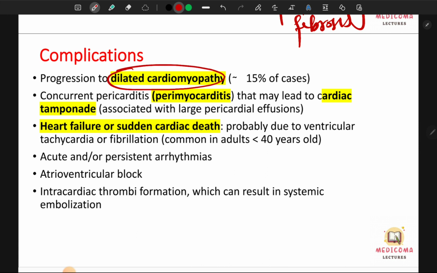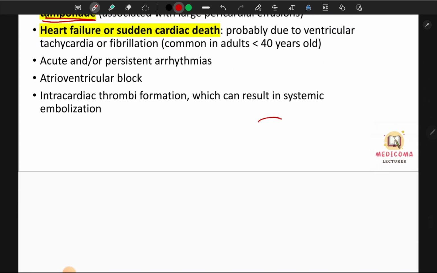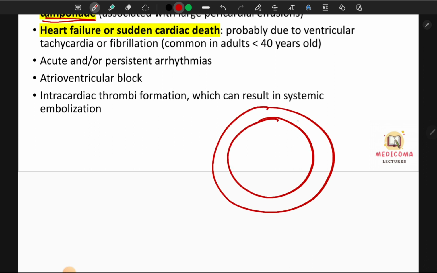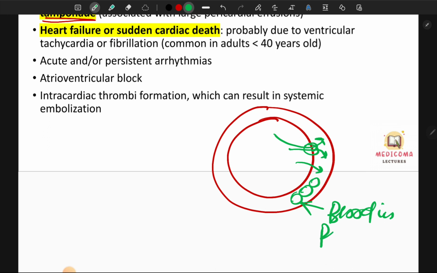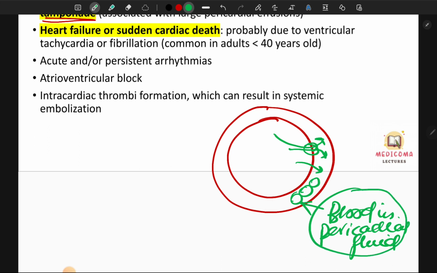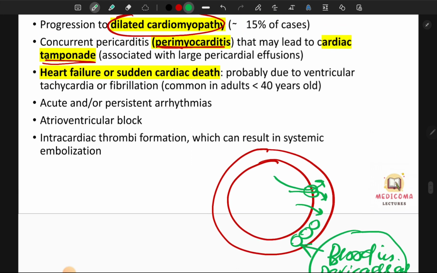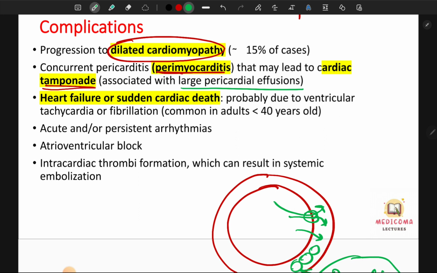Why? Because there will be weakness of the heart walls, which leads to dilatation, and also concurrent pericarditis, which leads to perimyocarditis and may lead to cardiac tamponade. Why cardiac tamponade? If this is the heart wall and this is the outer covering, this area is weak, so the blood leaks out like this, and there will be accumulation of blood in the pericardial space, which is called cardiac tamponade, associated with large pericardial effusion, heart failure, and sudden cardiac death due to ventricular tachyarrhythmia and fibrillation, most commonly seen in adults less than 40 years of age.